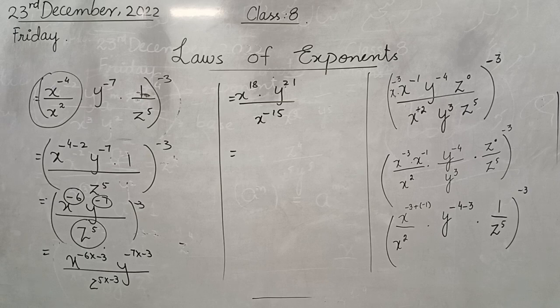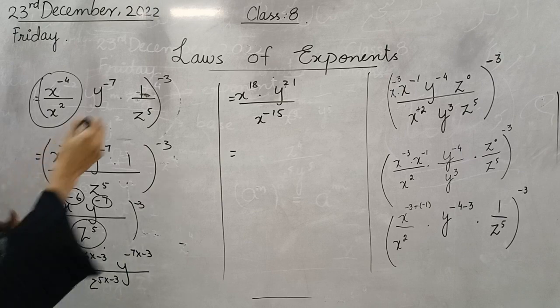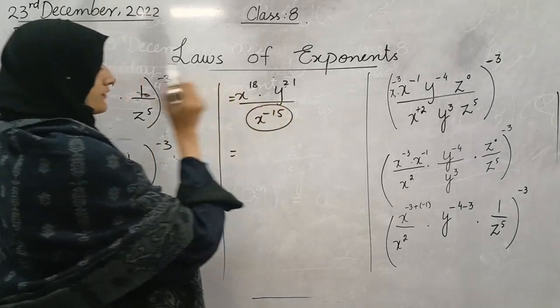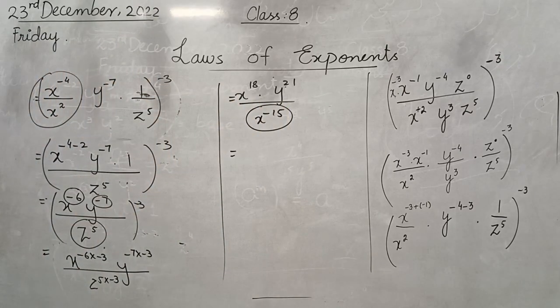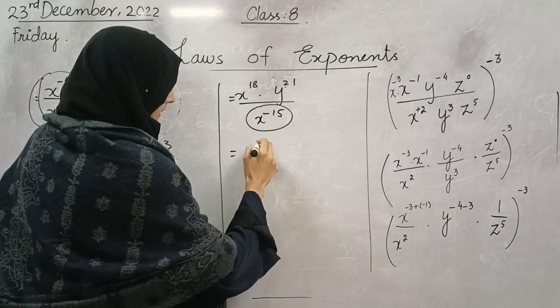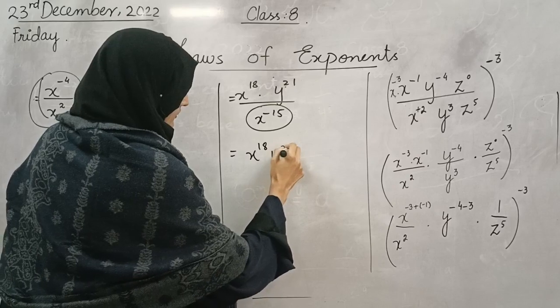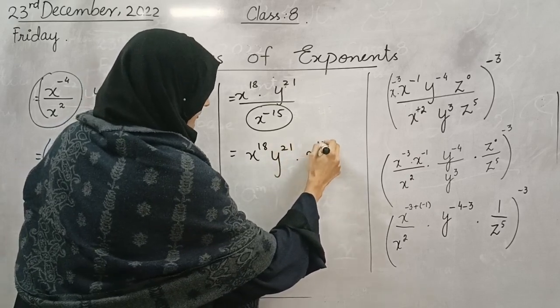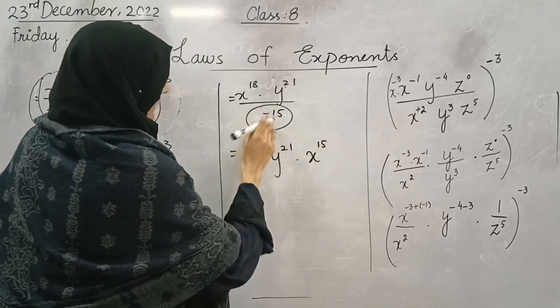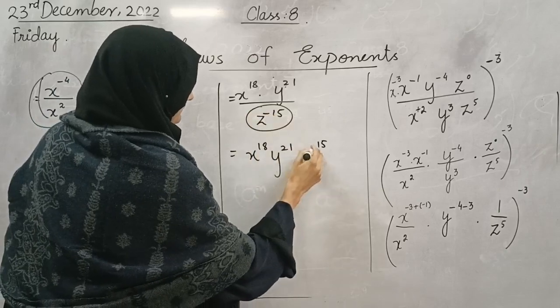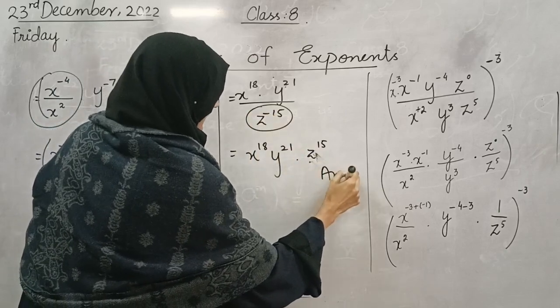Now 18 and 21 are the exponents of x and y, but they are positive. So we will simply take the reciprocal of this z raised to power minus 15. And when we take reciprocal, this will become x raised to power 18, y raised to power 21, and z raised to power 15. This will be our final answer.